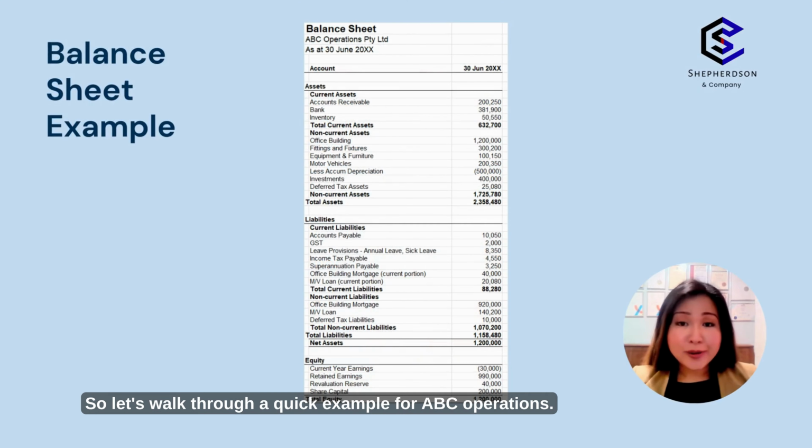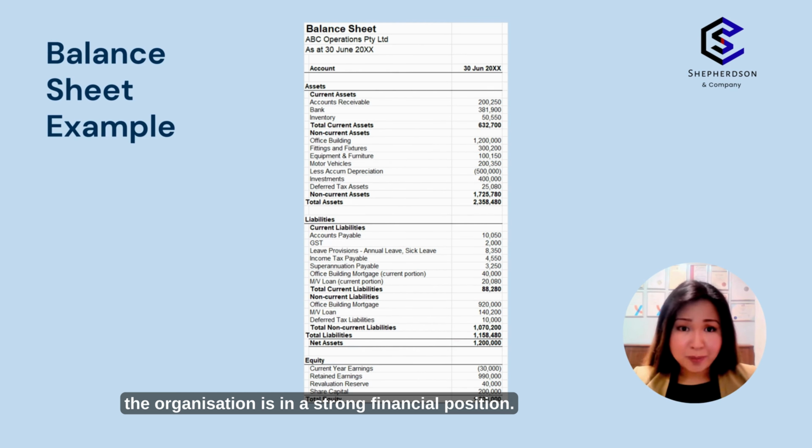So let's walk through a quick example for ABC operations. Overall, the organization is in a strong financial position. It has total assets of $2.36 million, total liabilities of $1.16 million, and net assets of $1.2 million. That tells us that the balance sheet is solid, well structured, and backed by a strong asset base.